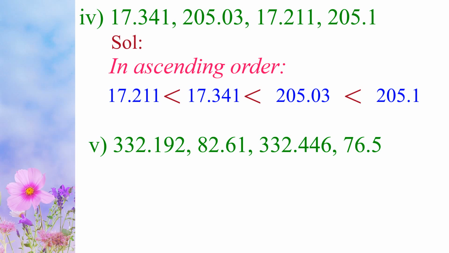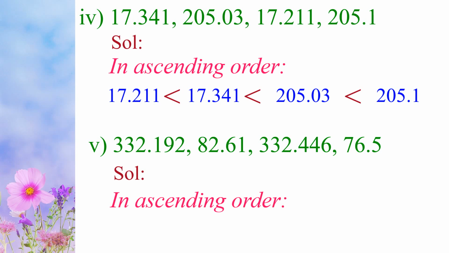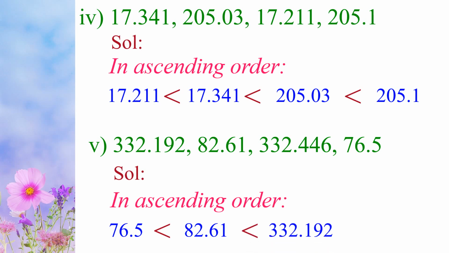Next problem: 332.192, 82.61, 332.446, 76.5. In ascending order, which is the smallest decimal here? Very good, 76.5. Next one, 82.61. Next one, 332.192. Next one, 332.446.